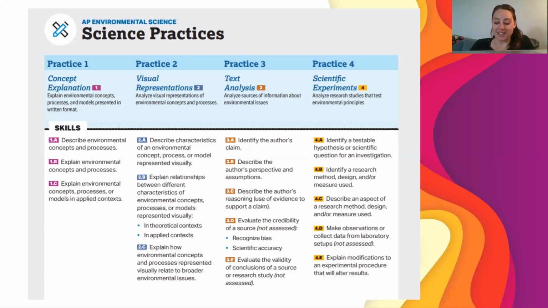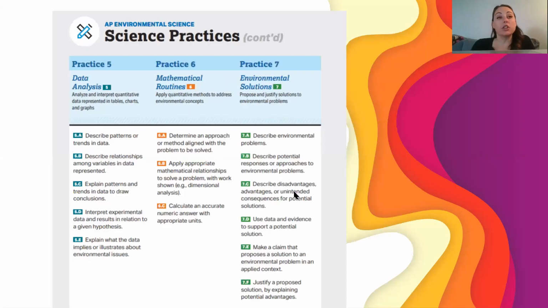Science practice 4 is scientific experiments. We talked a lot about this in FRQ number 1. It's going to ask you about components, like an independent variable and dependent variable. If you don't know what those are, stop, go back and see me on the other video and we can talk more about it. But that's a pretty big science practice. The last 3 are data analysis. Data analysis is data tables and graphs, identifying trends, this increase, this decrease.